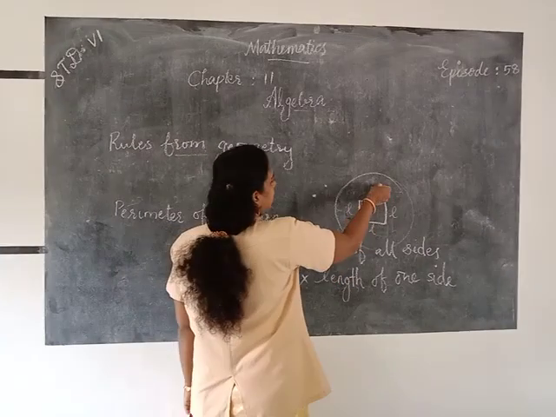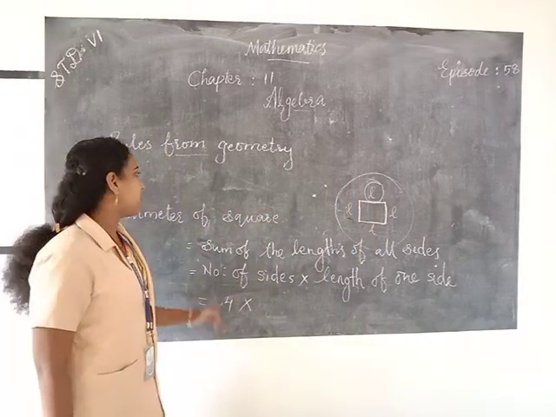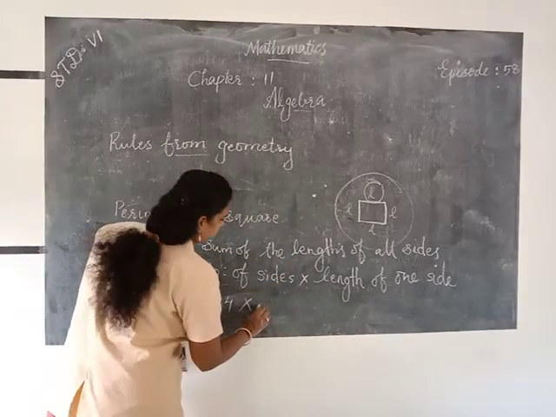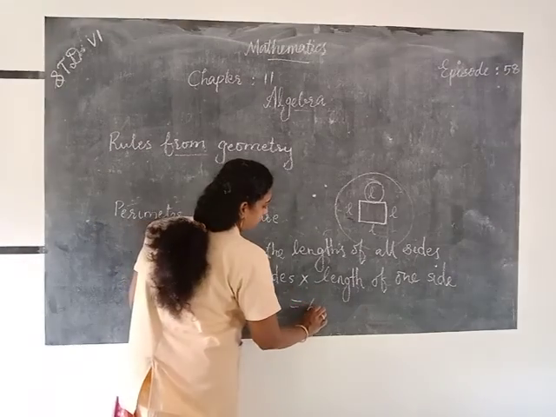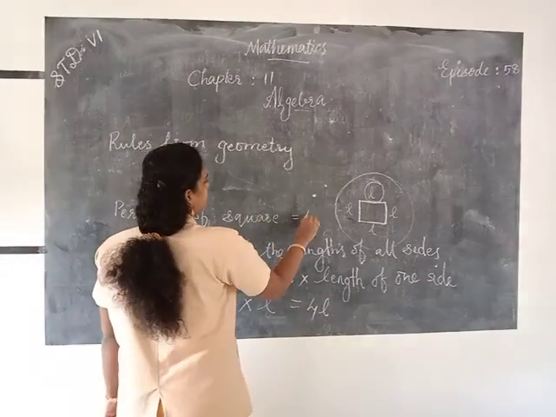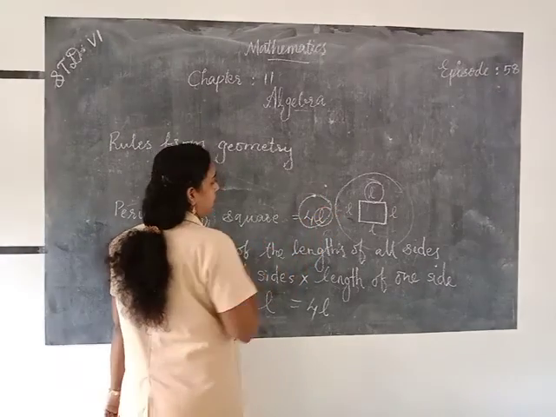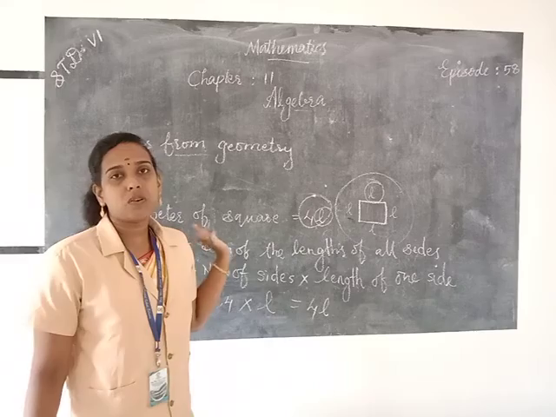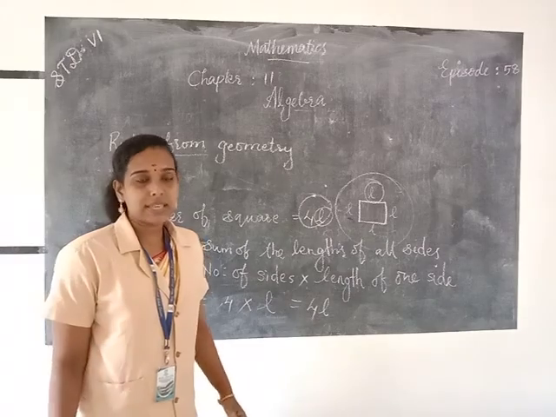Here we express the length of one side by using the letter L. So L is the variable we use to express the equation to find the perimeter of a square. The length of one side is L, so we get 4 into L, which can also be written as 4L. So to find the perimeter of a square, the equation is 4L. Here L is the variable used to express the perimeter of a square. Like this, we use variables to express different equations in geometry.